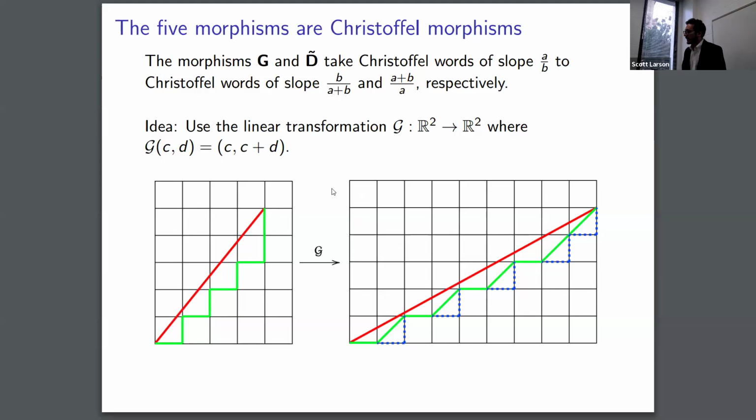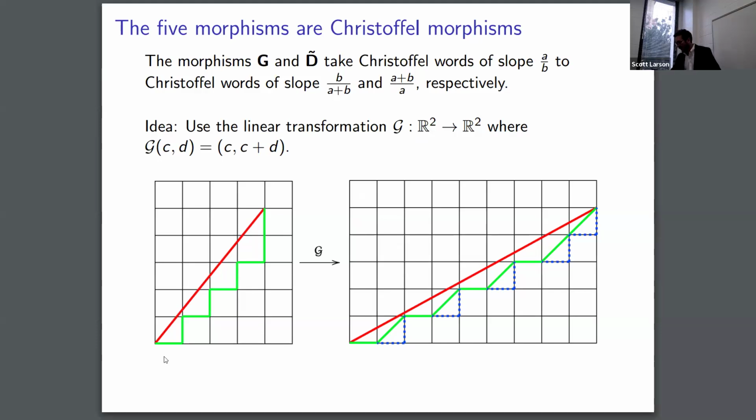So for G and D twiddle, it's actually pretty simple to prove that they take Christoffel words to other Christoffel words. Specifically, G takes Christoffel words to the Christoffel word of slope B over A plus 1. D twiddle takes the Christoffel word to the one of slope A plus B over A. Basically, the way to prove that is you can define a linear transformation from R2 to R2. And you just define it like so. G of C comma D is equal to C comma C plus D.